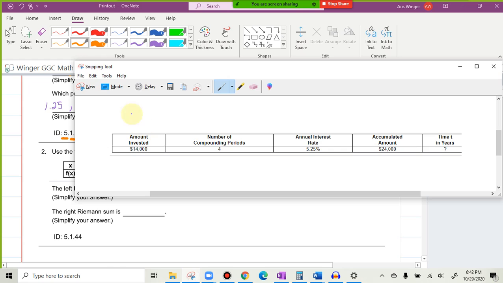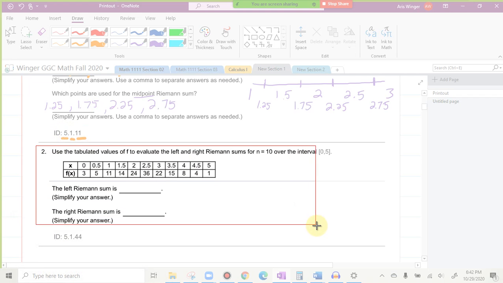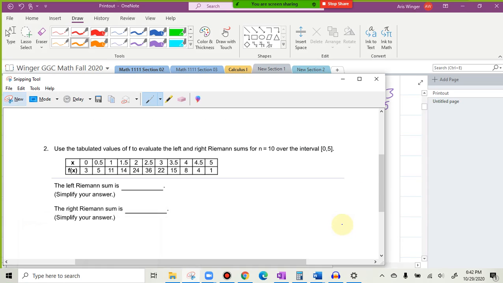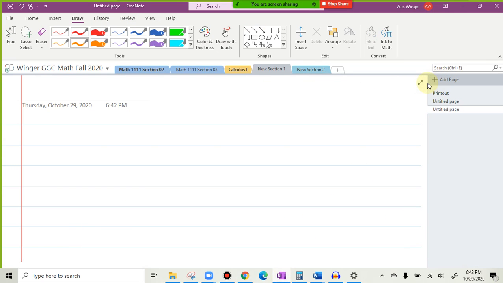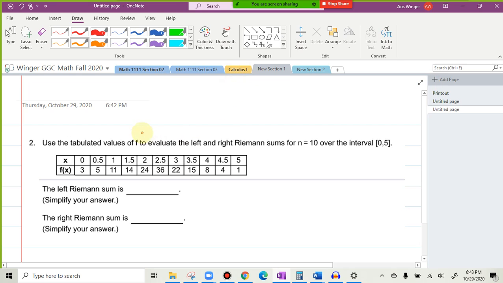We'll give this one its own page. We're going to approximate using the left and the right endpoint method. We got some values here. For the left Riemann sum, we're going from 0 to 5 with 10 pieces. Each interval should be of length 1/2, and it looks like this is by half, so that's nice. 5 minus 0 over 10 is 5 over 10, that's 0.5, and this is already in 0.5 intervals, so that's good.